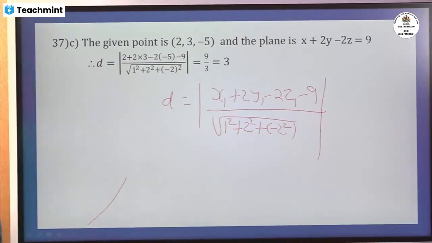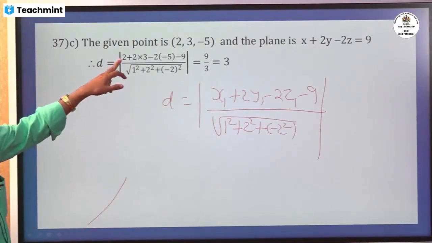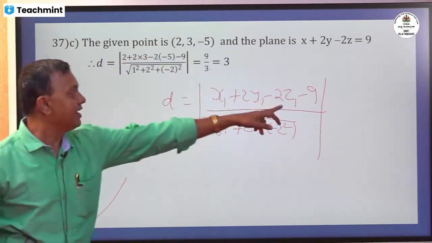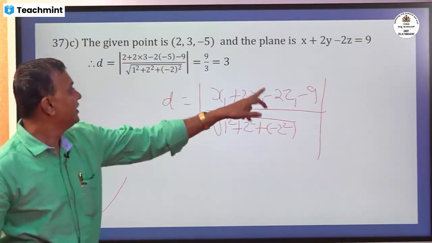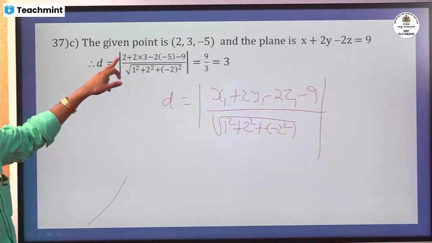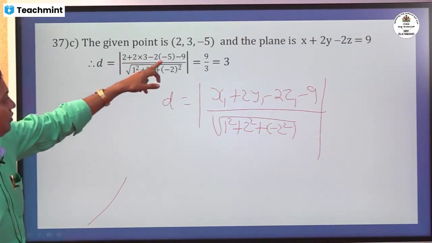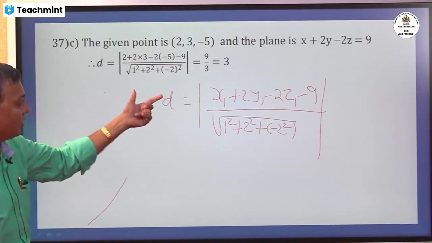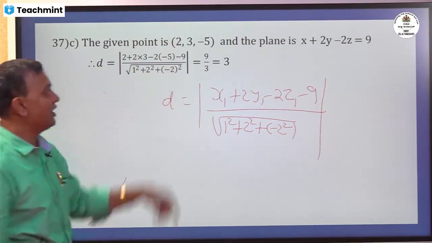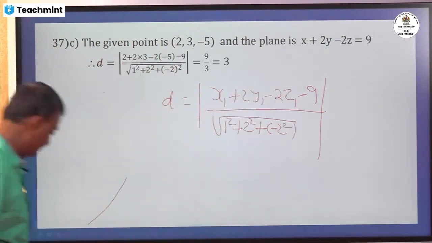This was the question asked in the example. Here x1, y1, z1 is 2, 3, minus 5. So 2 plus 2 into 3 minus 2 into minus 5 minus 9. Denominator is root 9, which is 3. So 9 by 3. Answer is 3.